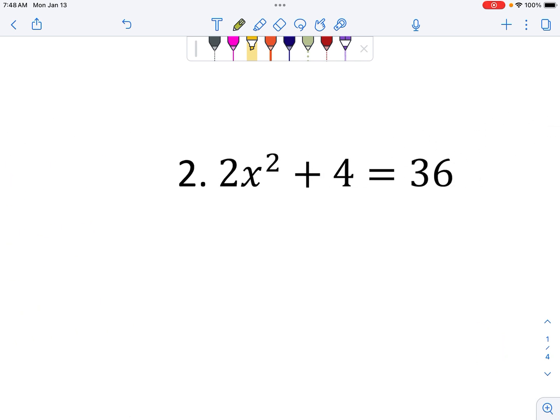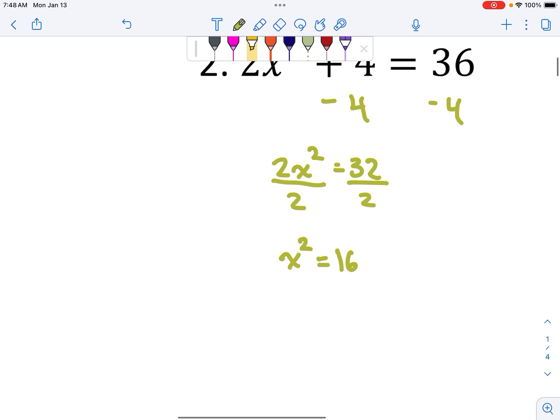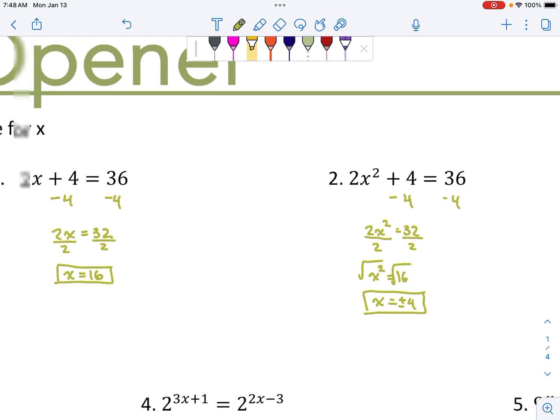If you have an exponent of 2, it's a quadratic. It's going to be the same first step. We'll still divide by 2. And remember, when you square root both sides, you get plus or minus 4. That's a little bit different compared to the linear, which only has one solution.